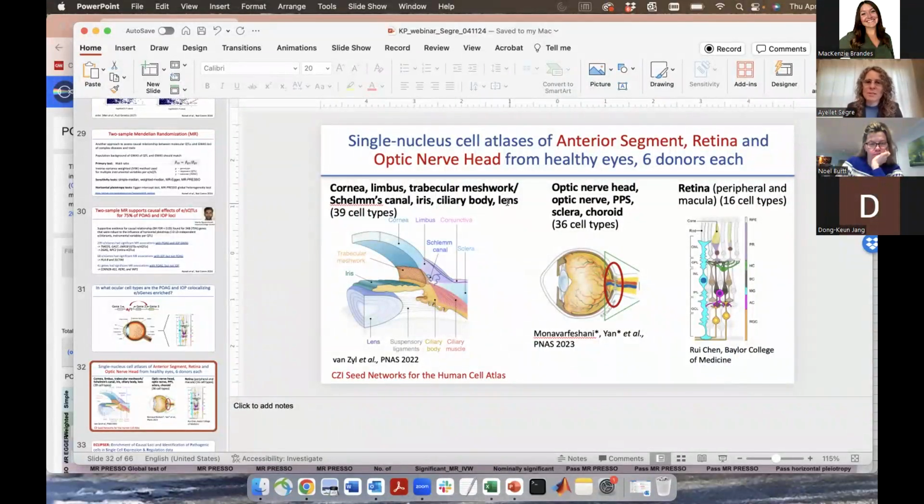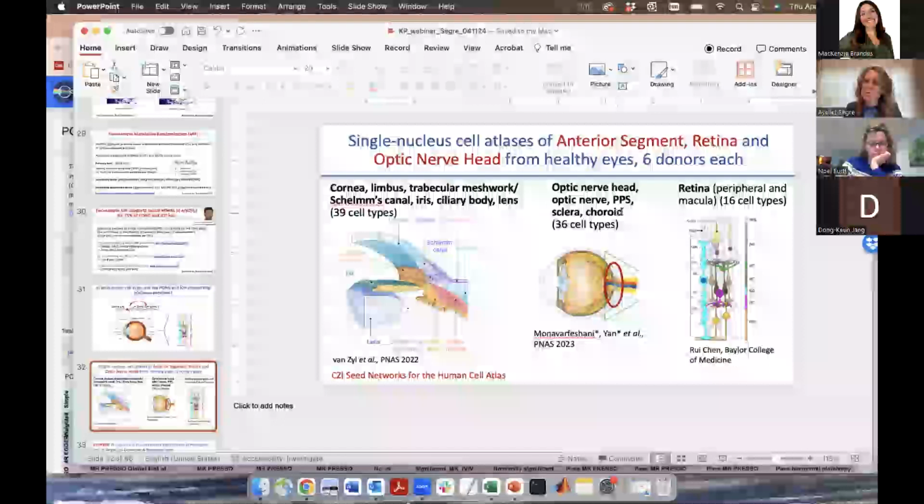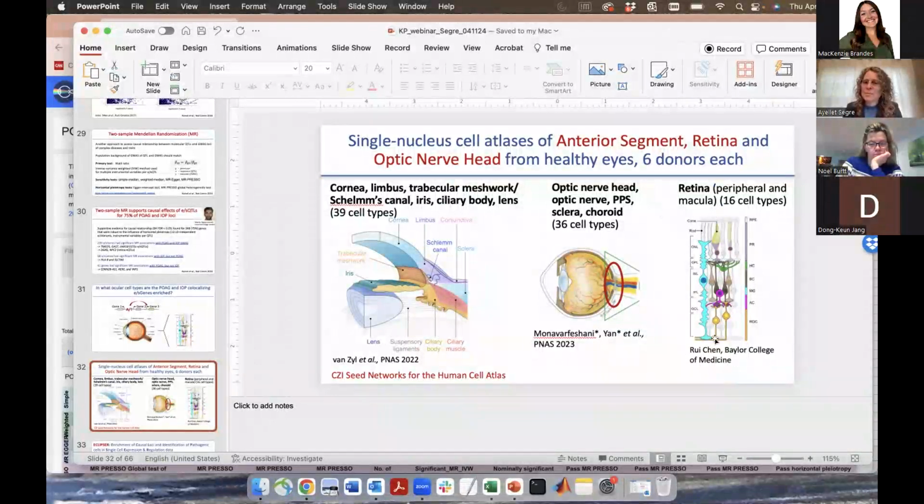That's the conventional outflow pathway, and the ciliary muscle. That's the unconventional outflow pathway, iris and lens, and then also tissues in the back of the eye, in particular, the optic nerve head, the optic nerve, the surrounding peripapillary sclera and choroid, and single nuc RNA-seq from retina, both peripheral and macular from Ray Chen's lab in Baylor College of Medicine.